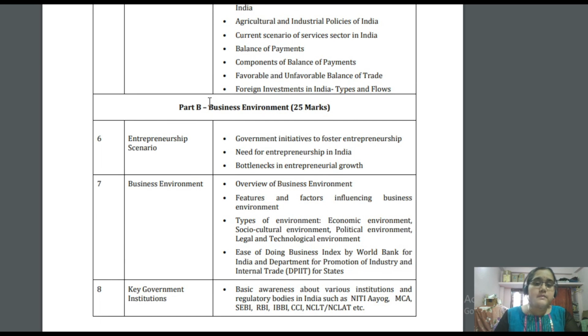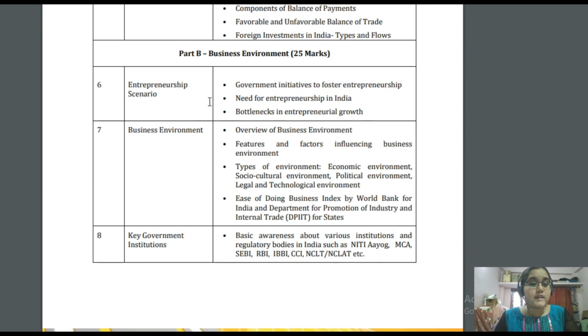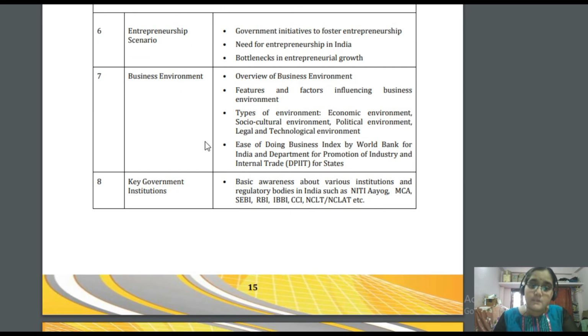Then part B is business environment. This is very important because we are the professionals going in to help the business and make them understand. So we must have an understanding regarding the business environment. So you need to know the entrepreneur scenario. Then how is the entrepreneurship in India? Then how is the business environment in the country?